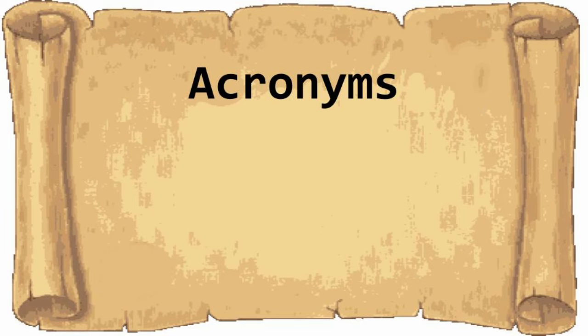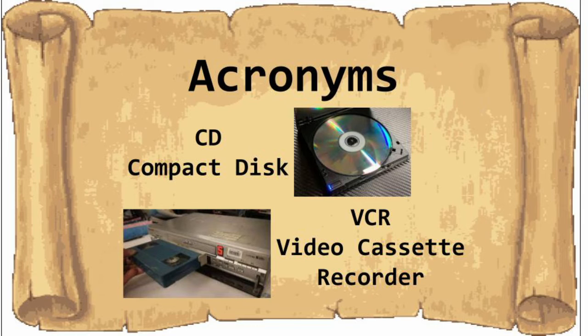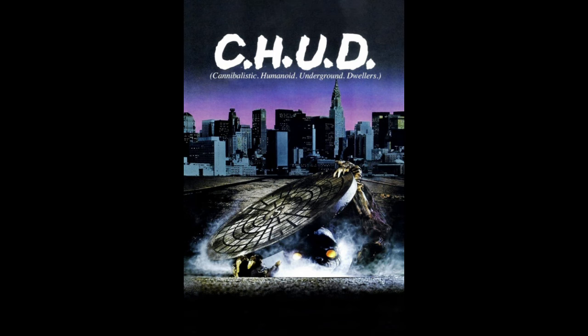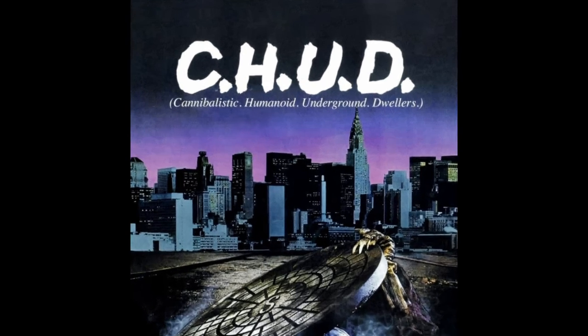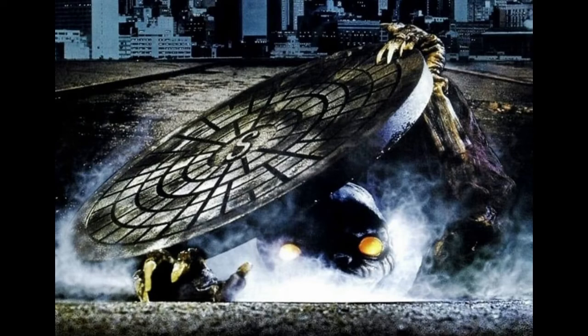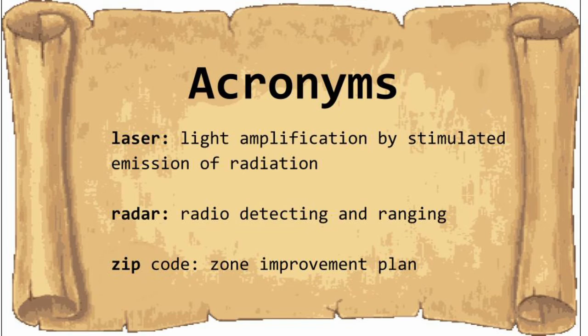Acronyms are a special type of words. These are new words formed from the initial letters of a set of other words, like CD or VCR or Chad, cannibalistic humanoid underground dwellers. Many acronyms simply become everyday terms such as laser, radar, and zip code.